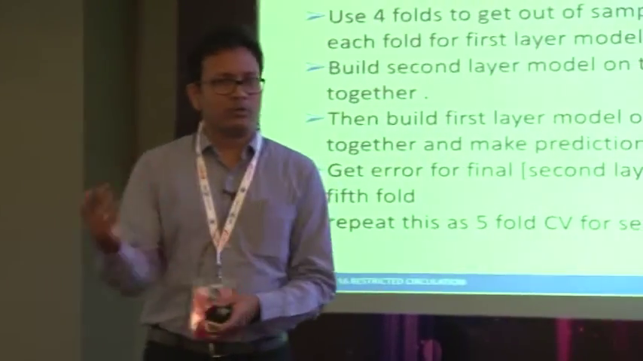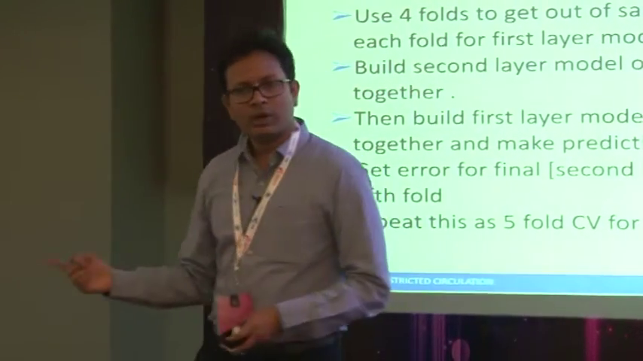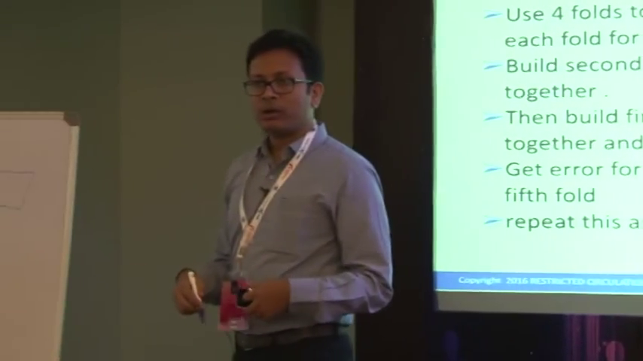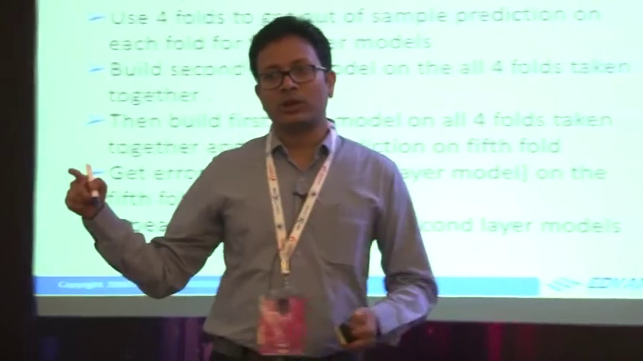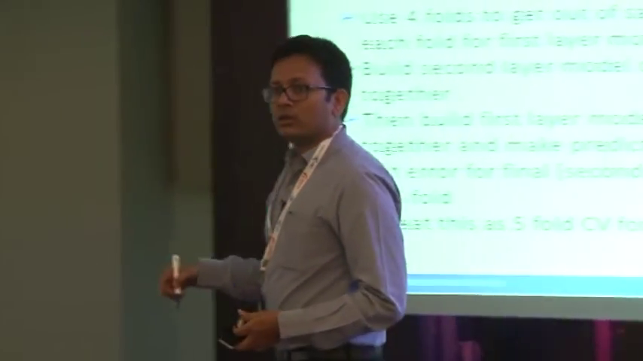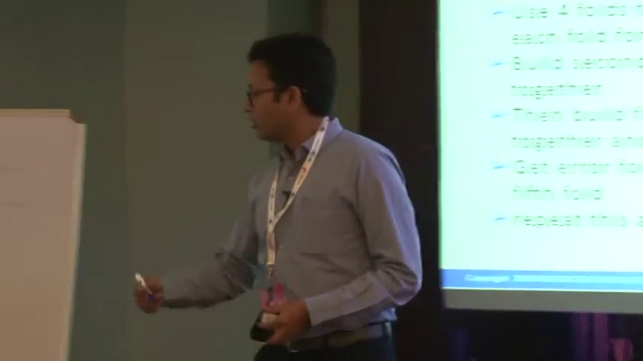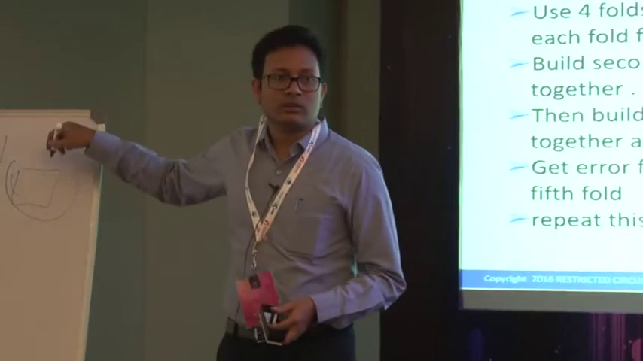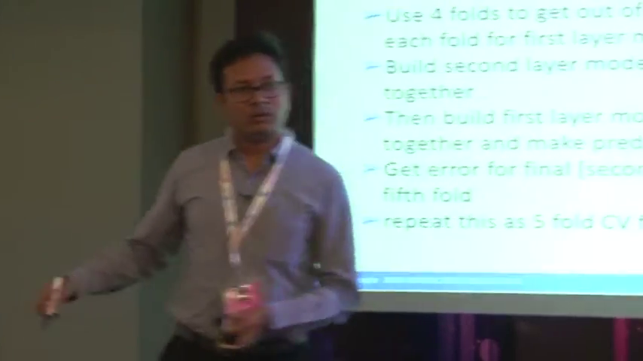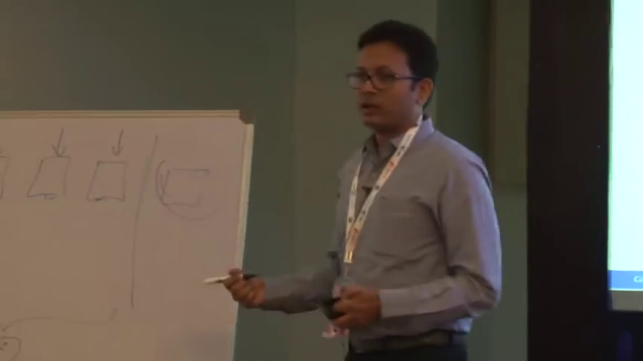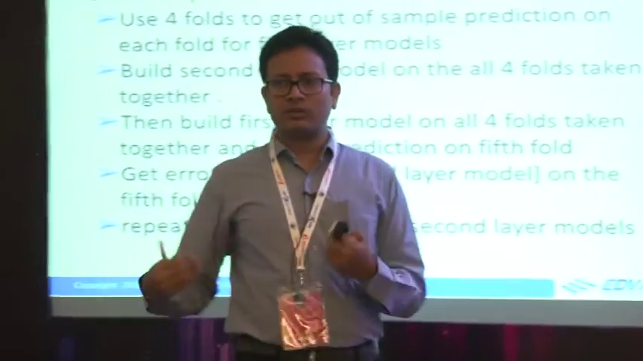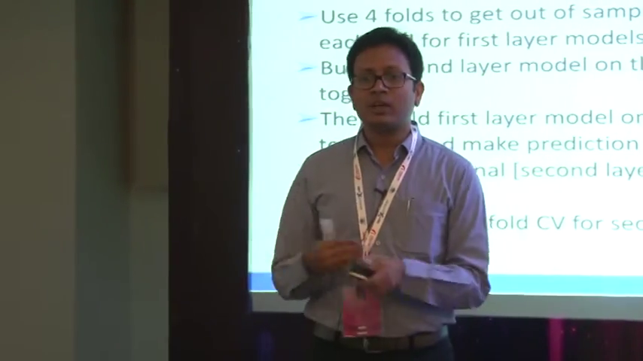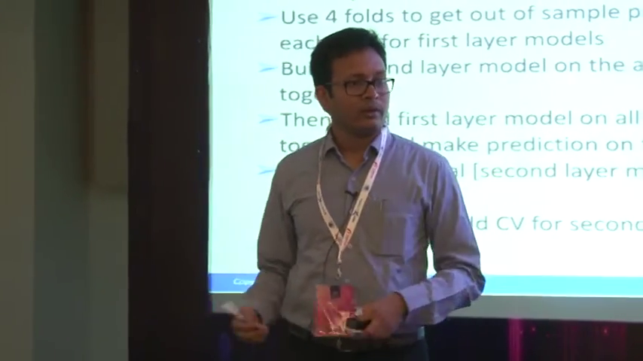Previously built because we wanted to get out of sample predictions. Why am I doing this? Why am I now building my first layer of model again using all 4 chunks? So that we can utilize this here. Now when I build my first layer of model, again it can be any algorithm. In this particular case we are considering GBM. It can be any algorithm, it can be many algorithms also.